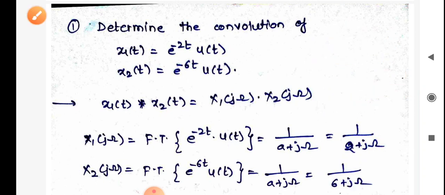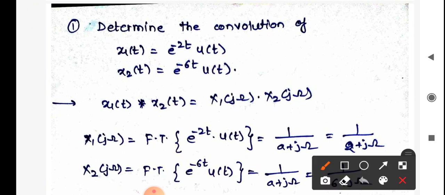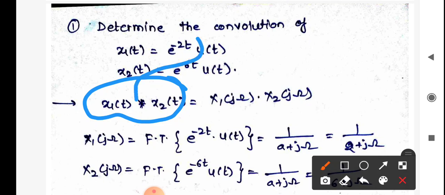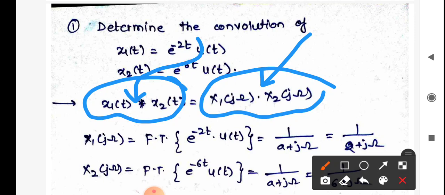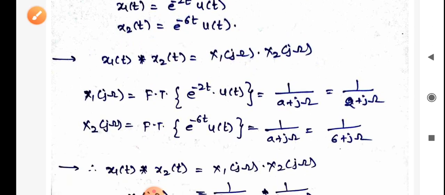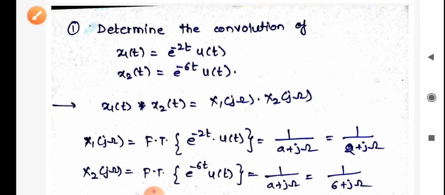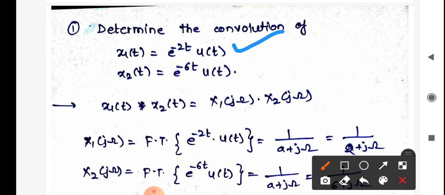Now let us try to simply do it with the help of the Fourier transform's convolution property. What does the Fourier transform's convolution property tell me? It tells me that if any two signals are convolved in the time domain, equivalently they are multiplied in the frequency domain, right? So that's how I'm proceeding further. Here there is one signal which is e raised to minus 2t u of t, and there is the other signal which is e raised to minus 6t u of t.